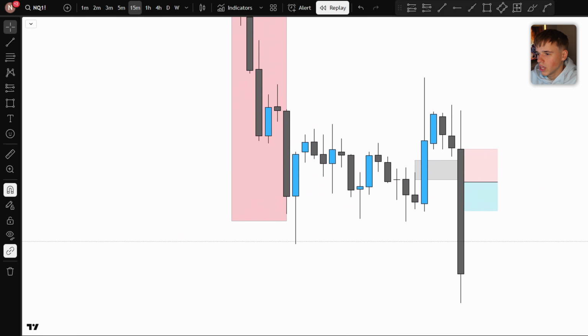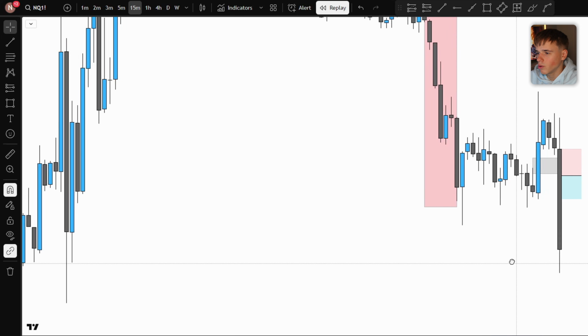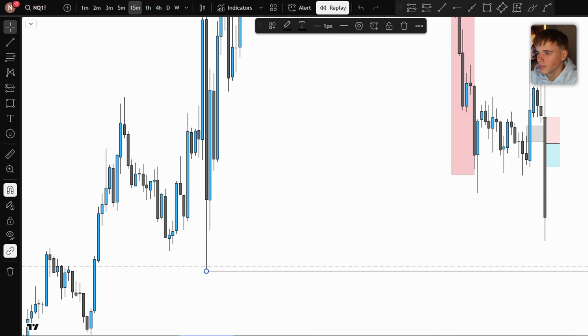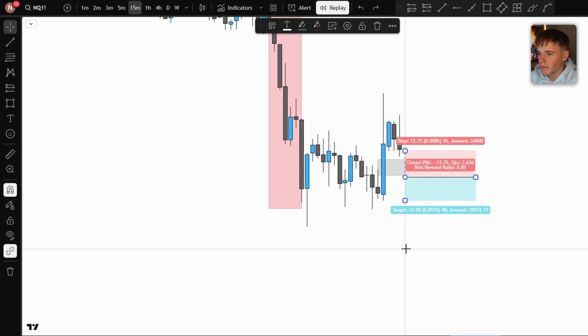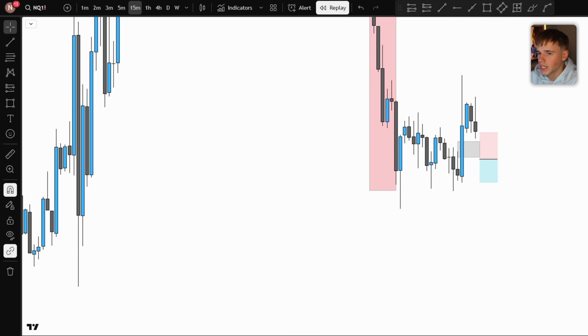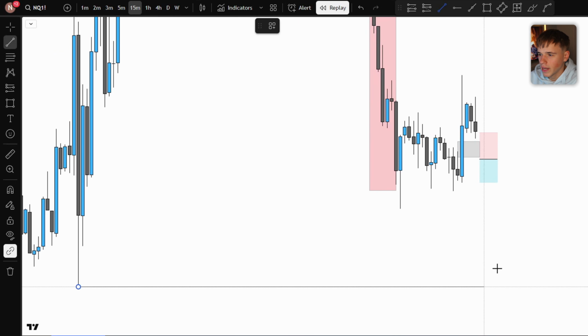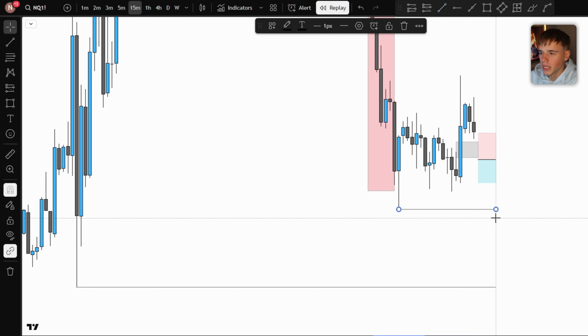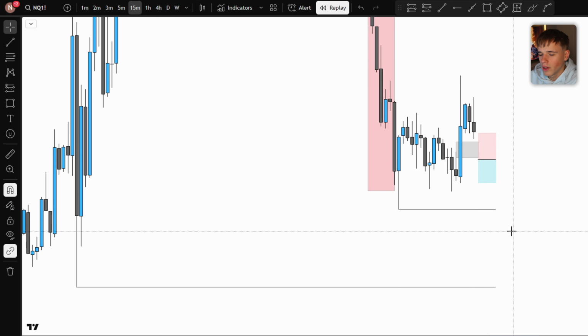And what can we target? If we go back to the higher time frame, we can look for some potential liquidity. So we have this nice low right here. Let's see if we do have some kind of nice low that we can target. So we can actually target this low right here. We can also target this low, but it's completely on you whether you want to target bigger or smaller.